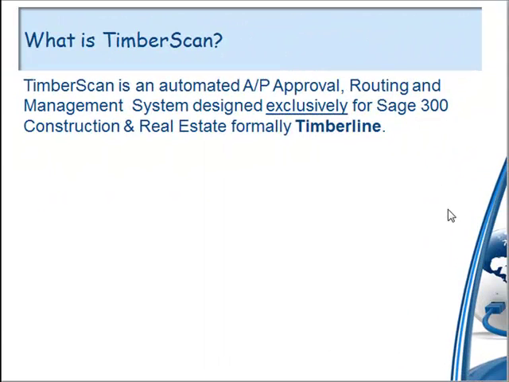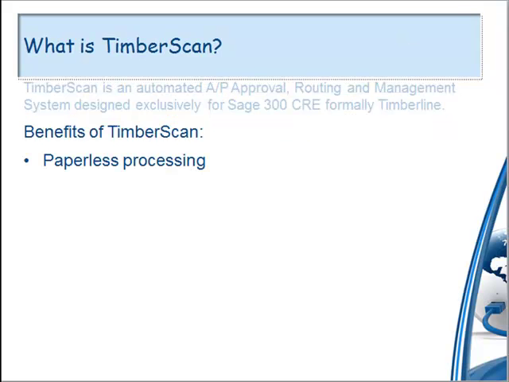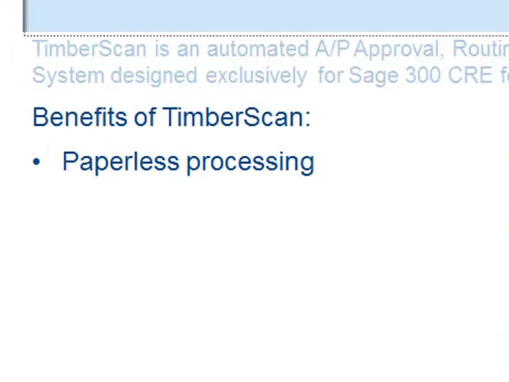TimberScan is an automated AP approval, routing, and management system that we designed exclusively for Timberline, now known as Sage 300 Construction and Real Estate. It will create a paperless process eliminating invoice copies, approval folders, lost and misplaced invoices, filing cabinets, express mail fees, and a host of other useless expenses.